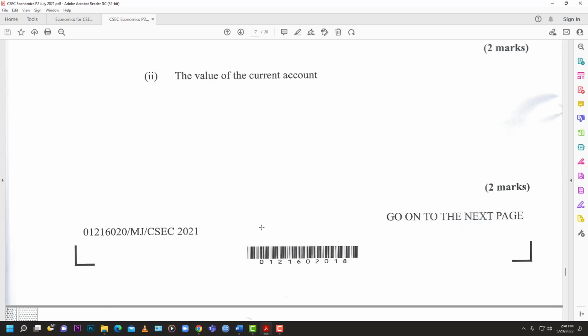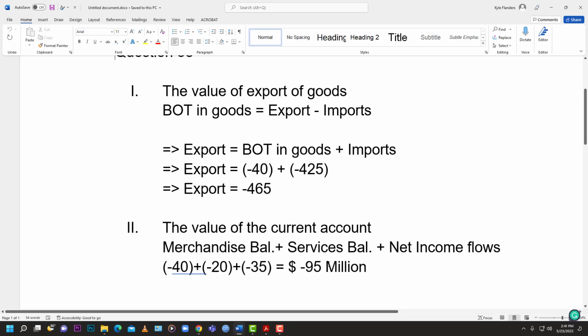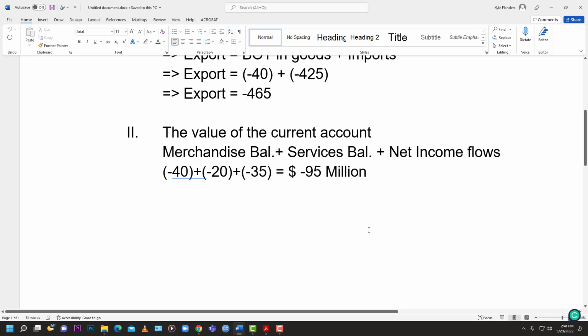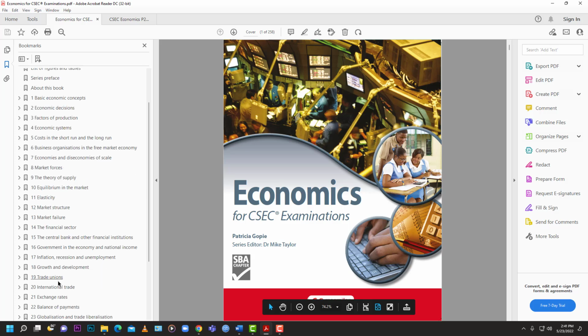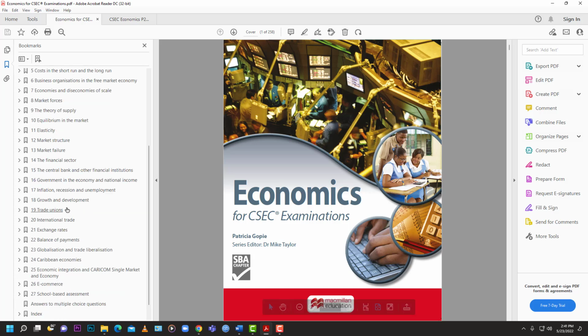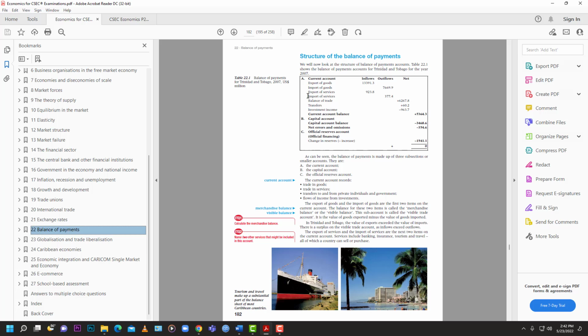Then let's say the value of the current account. Going back to our maths right here, the value of the current account is merchandise balance plus service balance plus net inflows. That is how you find your current account. In our textbook, we have a nice layout of our balance of payments. Your current account has export of goods, import of goods, export of services, import of services, balance of trade, that's the sum of all of them, and then transfers and investment income.